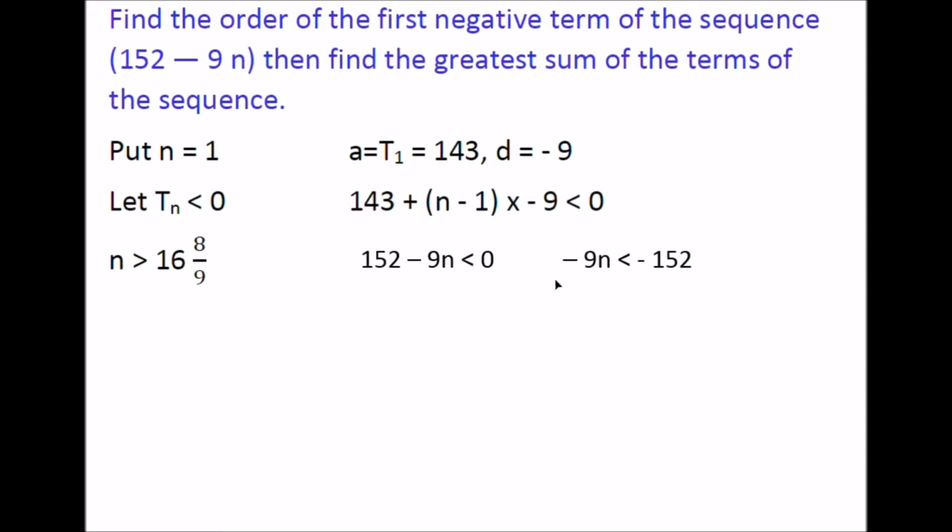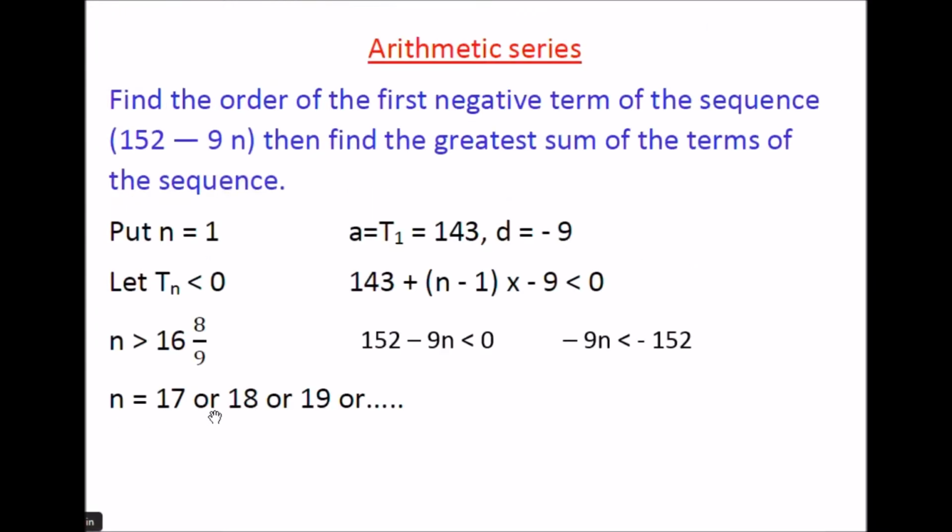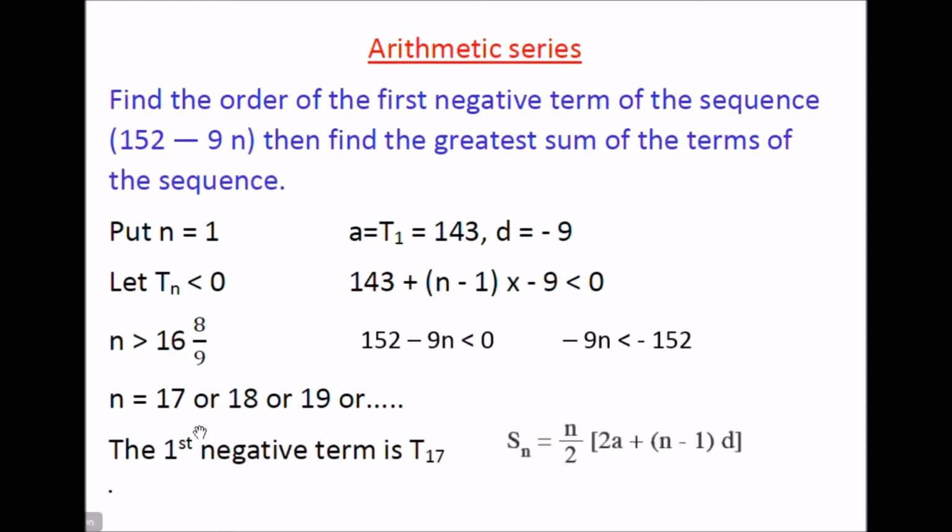Move the 152 to the other side and divide both sides by negative 9 and change the inequality direction. Therefore, n is greater than 16 8/9. Therefore, n equals 17 or 18 or 19 and so on. And the first negative term is, of course, the first number, T17.